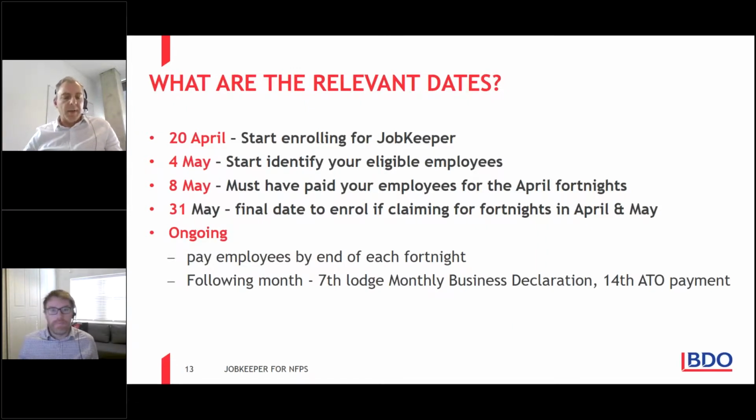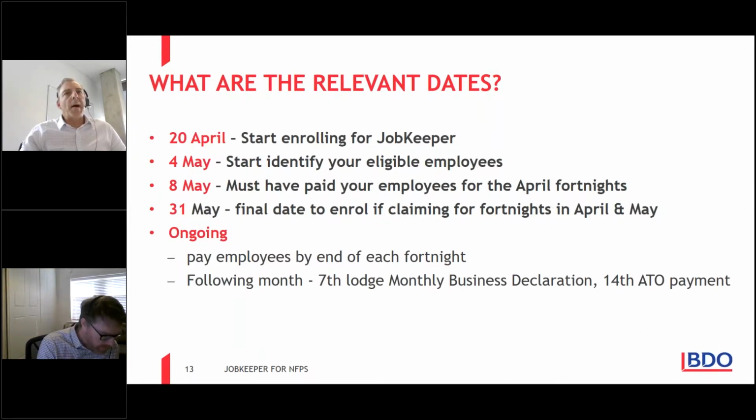Thanks, Andrew. So as far as dates go, from the 20th of April, you were able to start enrolling in JobKeeper. From the 4th of May, you're able to start identifying eligible employees. By the 8th of May, you must have paid your employees for the April fortnights. Originally, you had to have paid all of your employees by the end of April, but now they've said it has to be by the 8th of May.